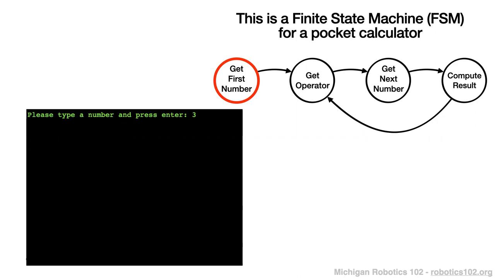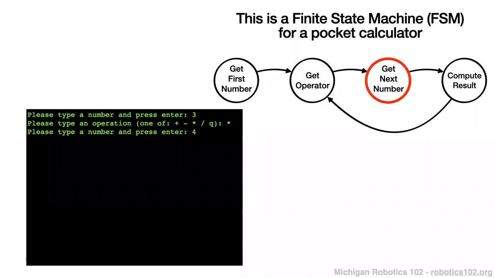Once we get that first number, we transition to get operator. So then we're going to get an operator. That's our next state. The arrows basically tell us that we should now get the next number from the user. Once we have those, we can compute the result and output it to the screen. And that is the first computation that our calculator does.